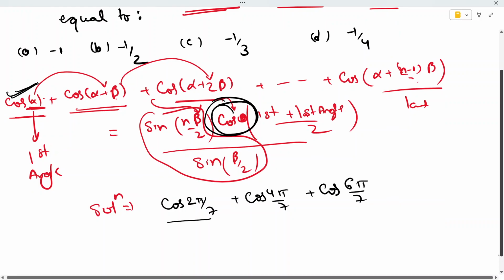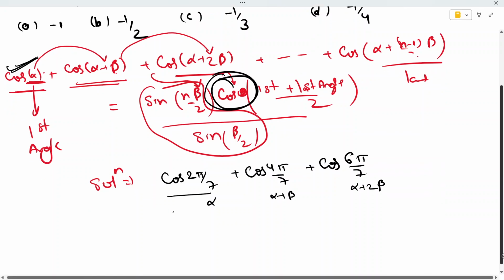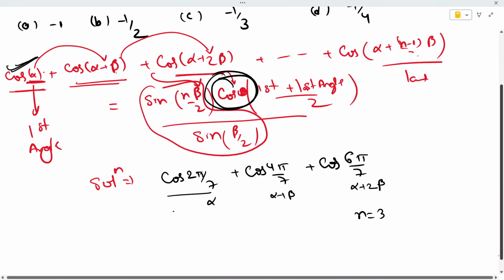Now, look, this is alpha. This is alpha plus something add. This is alpha plus something 2 beta. Look, here is 2 pi. So just here n is 3. Just use the formula, sine n beta by 2. Here beta is what? 2 pi by 7 is the difference.